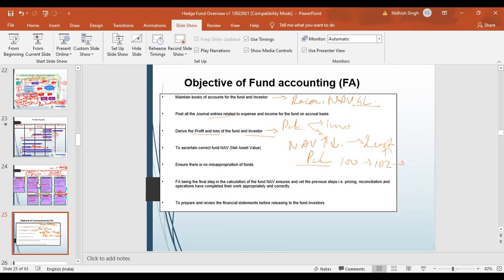Now, ascertaining correct fund NAV, ensuring there is no misappropriation of the fund. So accuracy is key.